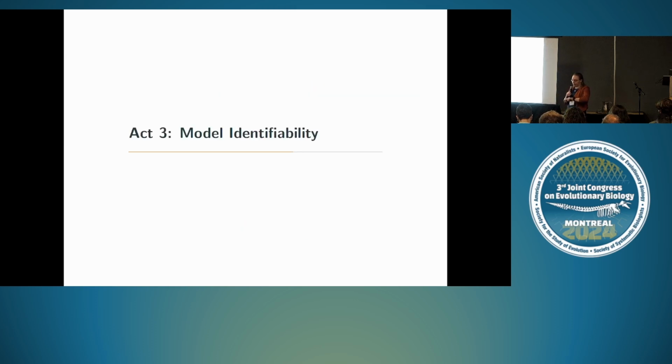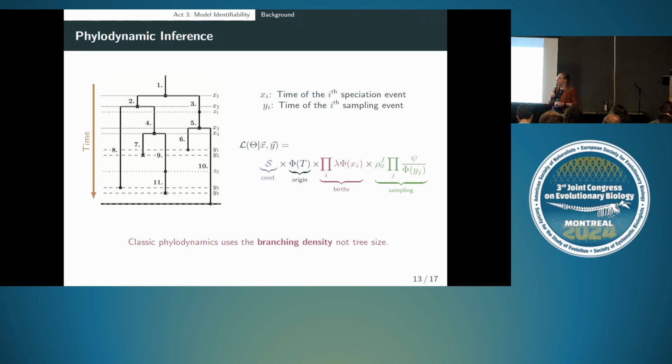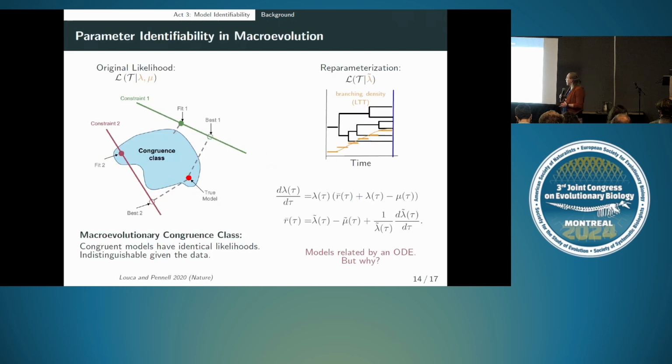Finally, I want to visit model identifiability. So when can we not infer diversification rates? I mentioned very briefly this idea of branching density. Here I'm making it more formal. We usually use branching density, in terms of all the times of these speciation events, to write down a likelihood for a particular observed tree. And then Louca and Pennell showed that this branching density alone is not sufficient to pull apart speciation rates and extinction rates. And this is because you only have one piece of information in that branching density when you need two.